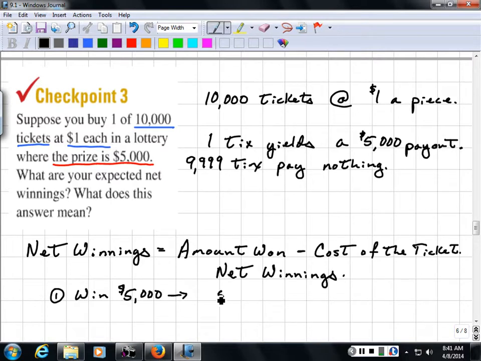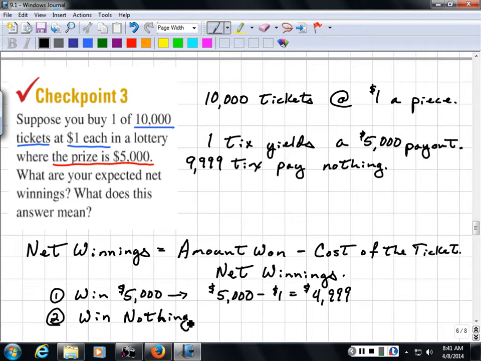So we take the 5,000 and we subtract the $1 that on a whim I paid for my ticket, which means my net winnings are $4,999. Now, what is your net winning if you win nothing? Negative $1. That's right, because I didn't win any money and I spent $1 and I am now in the hole, just like the federal government.